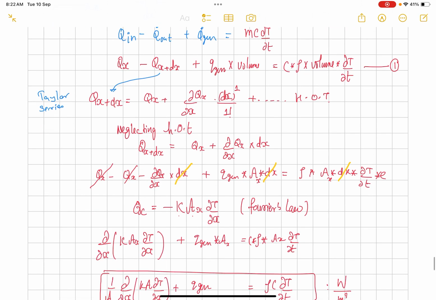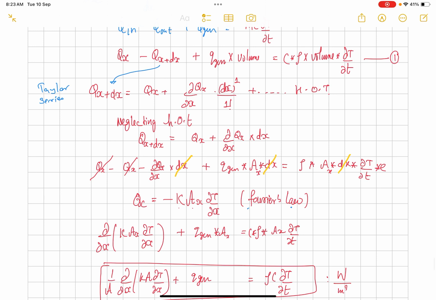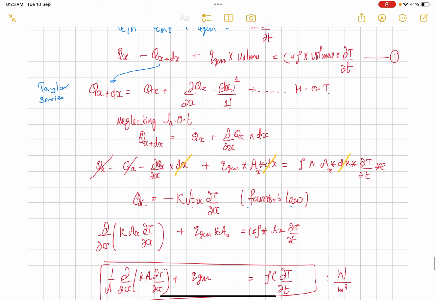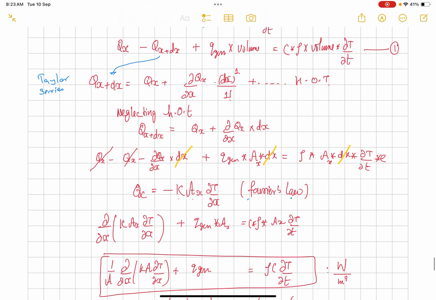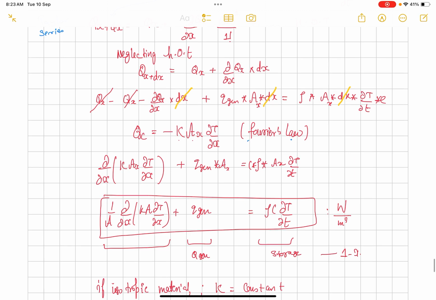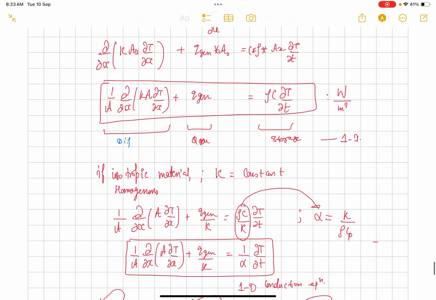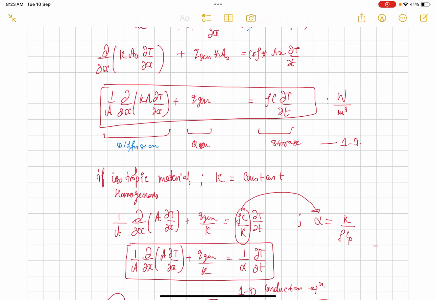Then we substitute the Qx value by Fourier's law, minus k A del T by del x. Why are we using the partial derivative? Because temperature is not only a function of x, it is also a function of time. Also, there can be variation of area with respect to x, so we are taking it inside. So this is the general heat equation in one dimension. The first term represents diffusion, the second term represents the generation term, and the third term represents the storage term.